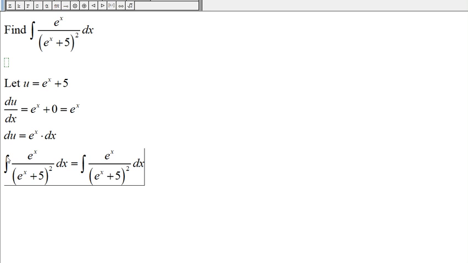And then we can rewrite this like this. e to the x plus 5 is u, so we get u squared. And then e to the x dx is just du. And then 1 over u squared is u to the negative 2.